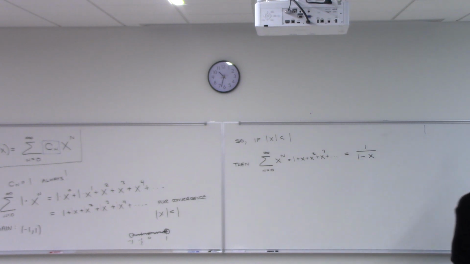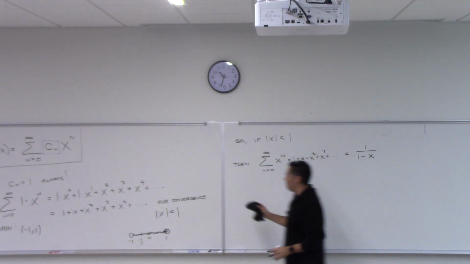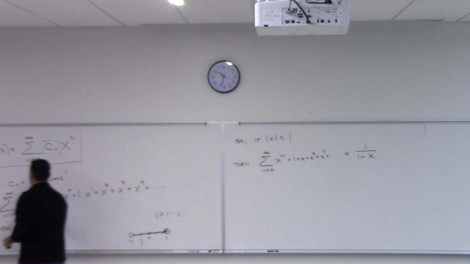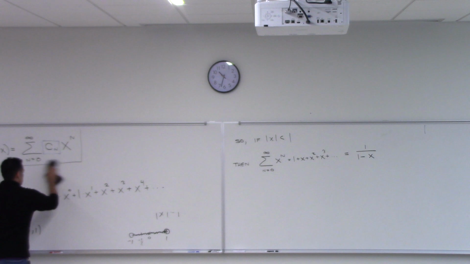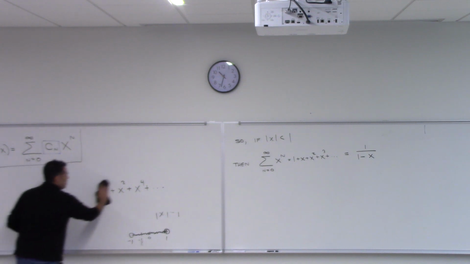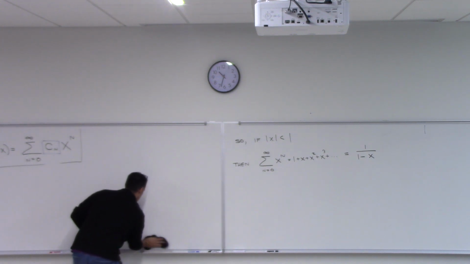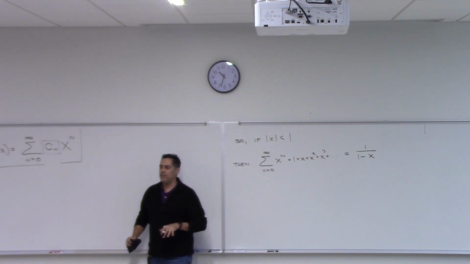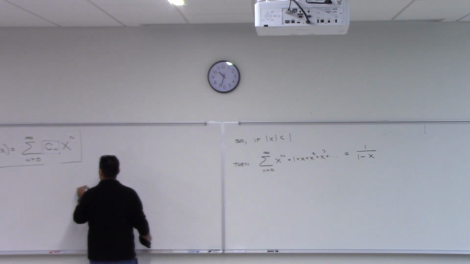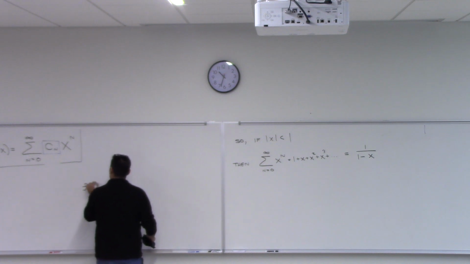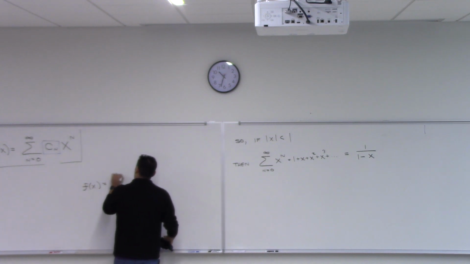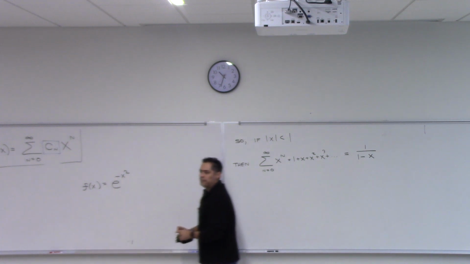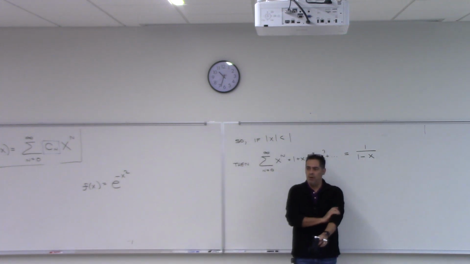But what if I gave you something like this? What if I told you this? And we're going to be out of time here, but what if I tell you this? That this works for any function. So you give me any function. Give me something crazy like, give me f of x equals e to the negative x squared. Give me that function. All right?